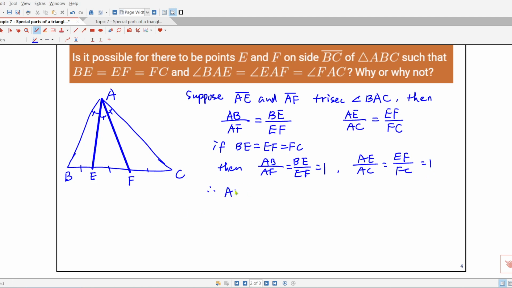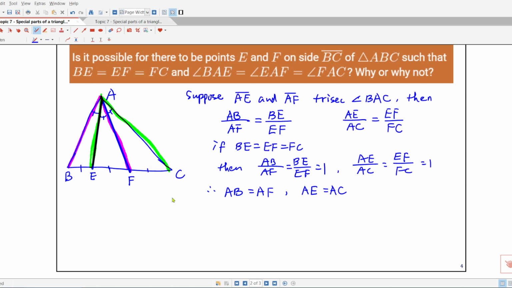Therefore we have AB equals AF and AE equals AC, right? Let's use different colors to denote that. So AB here equals AF, and we also have AE equals AC, right? This is according to our assumption.